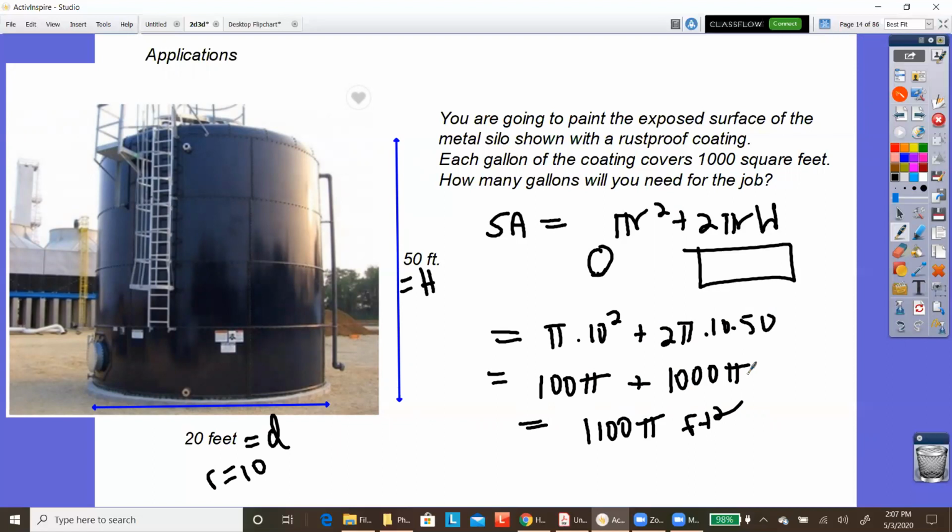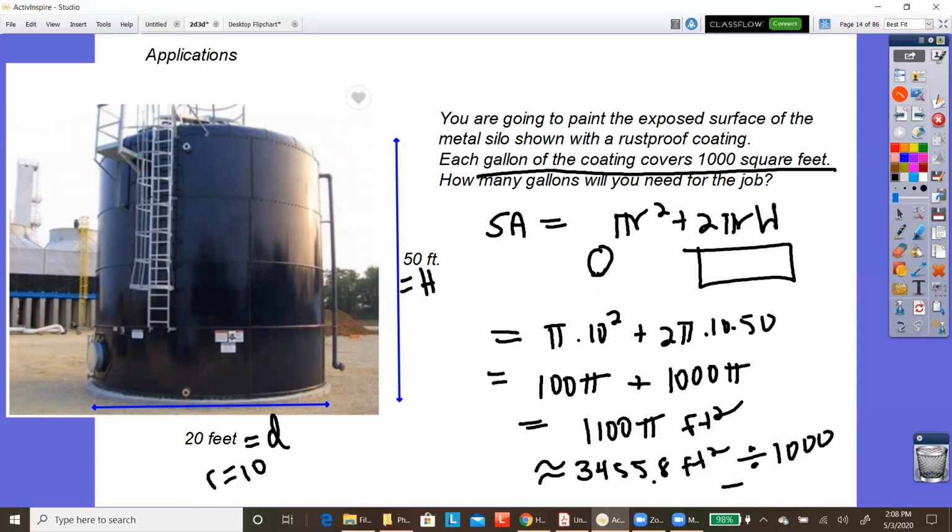Now, what you're dealing with there is exact, but you need to know approximately how many gallons. So you're going to have to plug in pi to get an approximation. And if you do that, you're going to get 3455.8 square feet. That's how many square feet you're going to cover. That is not the answer to the question. The question said, assuming that each gallon covers 1,000 square feet, how many gallons will you need? So divide this by 1,000, and if you do that, you're going to get 3.455 dot dot dot, but you're going to end up having to round up and buy 4 gallons.